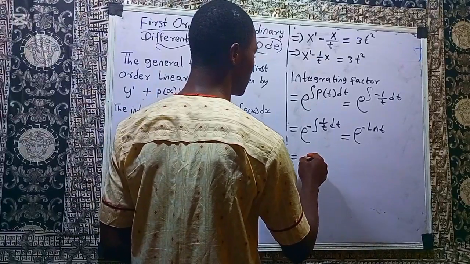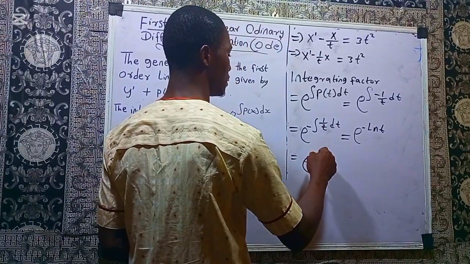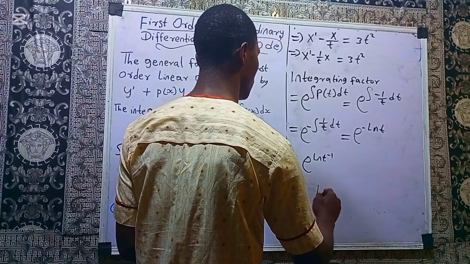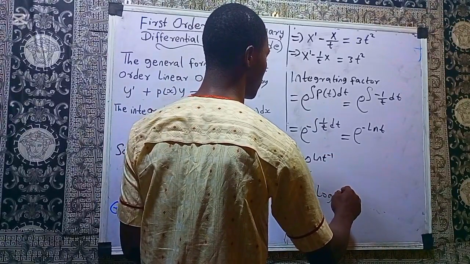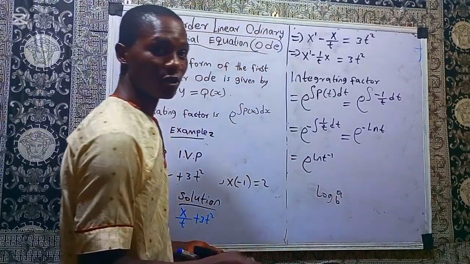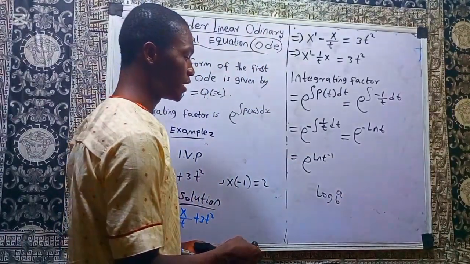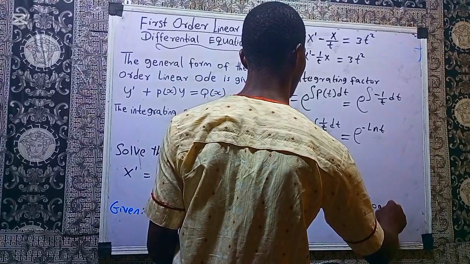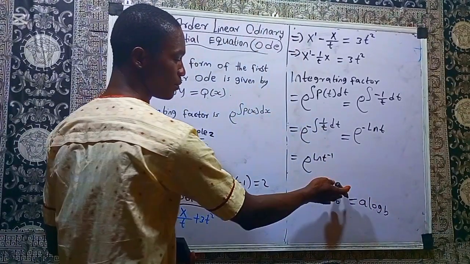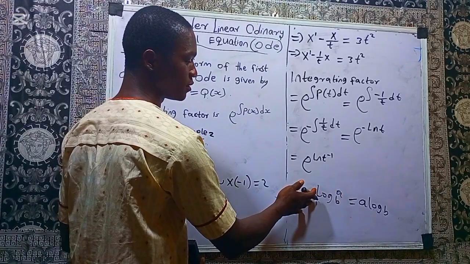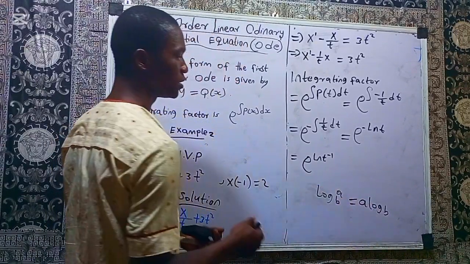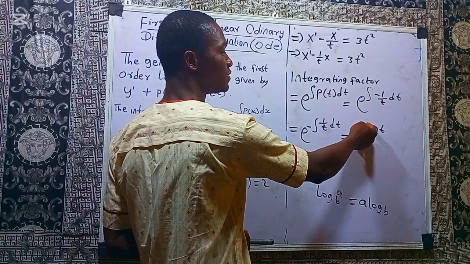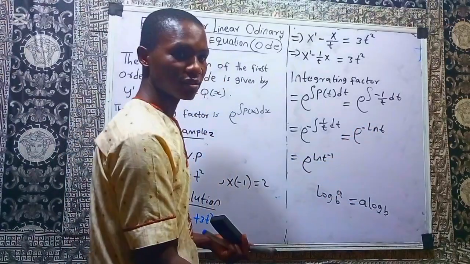Log. We use the property of log. This is exponential of ln of t raised to the power minus 1. Now if you have log a base b, then this can be written as what? A log of b, right? I can bring this a here, then log of b. Then just something similar here. We have negative here. This is just like negative 1, right?